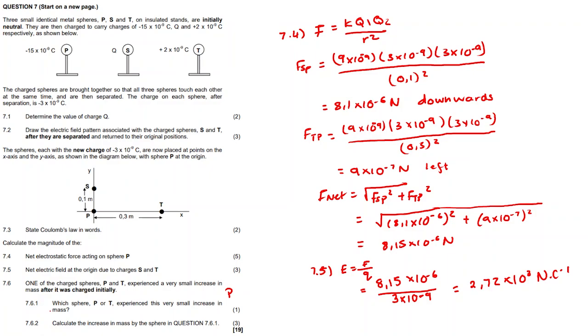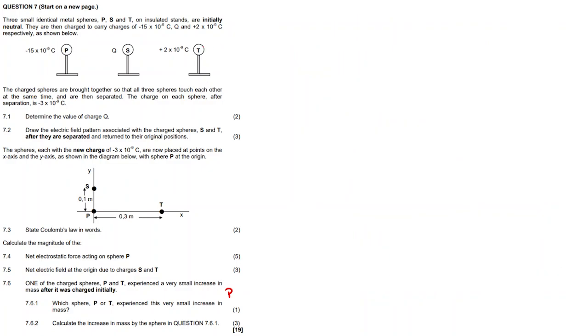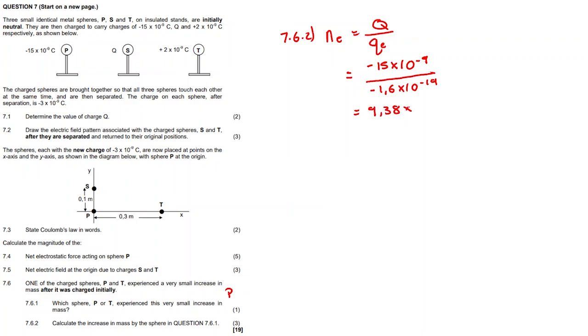Question 7.6.2. Calculate the increase in mass by the sphere in question 7.6.1. I'm going to do this on a new page so you can see the answer more clearly. So, to calculate the mass gained, we can say that the number of moles of the electrons is equal to the charge over the charge of an electron. We therefore know that the charge is negative 15 times 10 to the power negative 9, the charge of an electron being negative 1.6 times 10 to the power negative 19. And if we plug that into the calculator, we get 9.38 times 10 to the power 10.